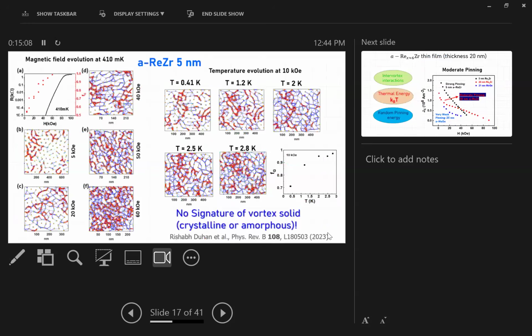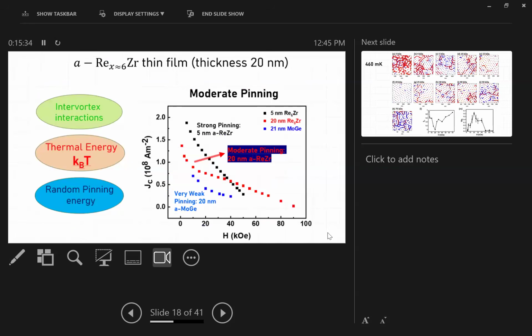Now, when I do this for a 5 nanometer film, what I see is that even in presence of strong pinning, I never realize a vortex solid, either crystalline or amorphous. It's always remaining in this inhomogeneous liquid state. However, now let me go to the situation where all these energy scales compete with each other. None of them can be ignored.